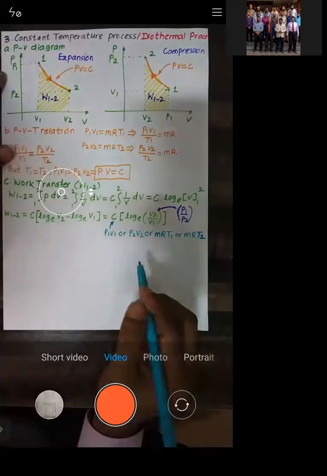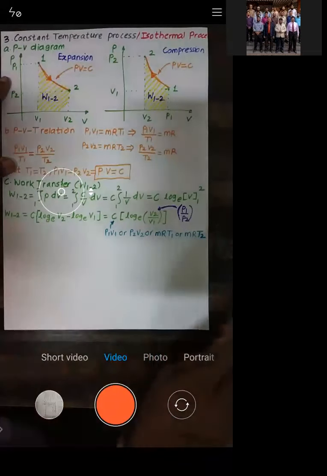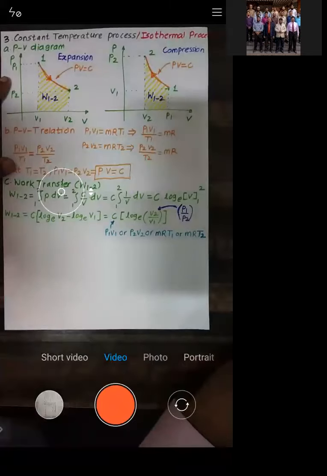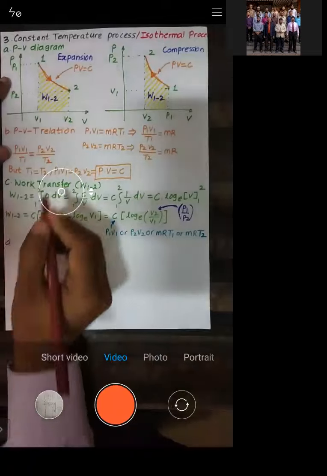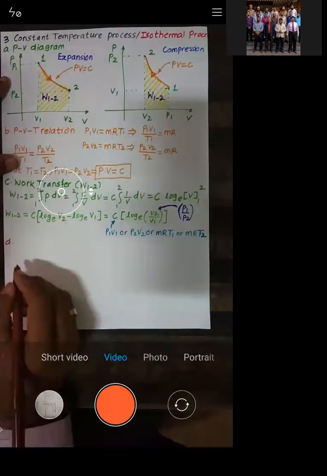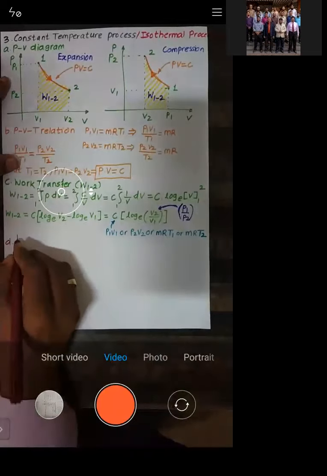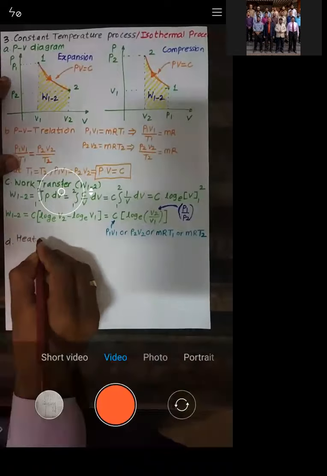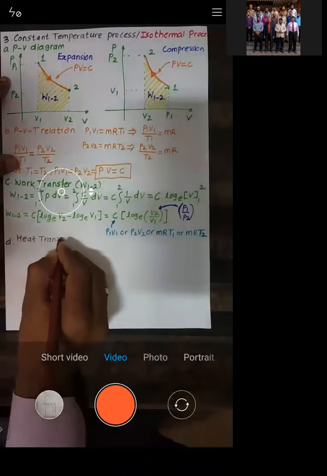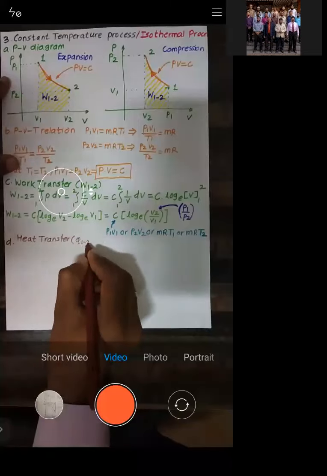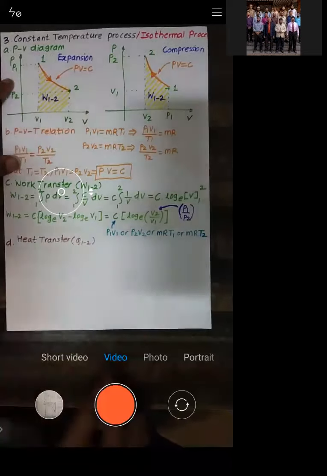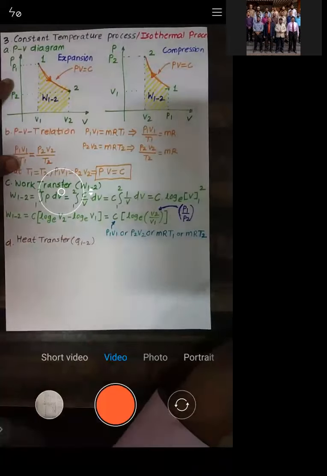Yes, sir. Okay, now let us start with the next point. See, now we have calculated work transfer. Now we will go to heat transfer. Heat transfer is indicated by Q1 to 2.